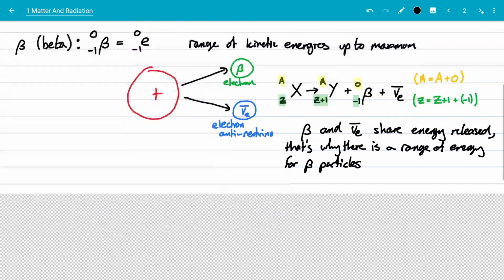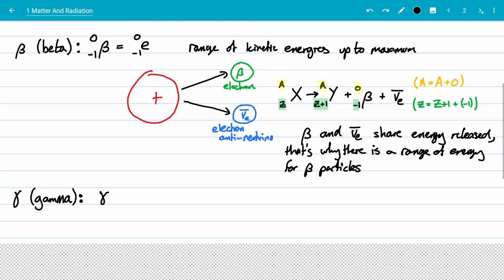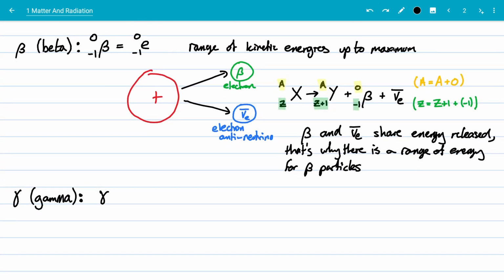Yeah. The last one is your gamma, and gamma is electromagnetic radiation. The symbol is just gamma. I'm not going to write 0 and 0. I could do. I'm not going to bother. It's just gamma. It's just electromagnetic radiation. That's what it is. And it's emitted from unstable nuclei when they become more stable.